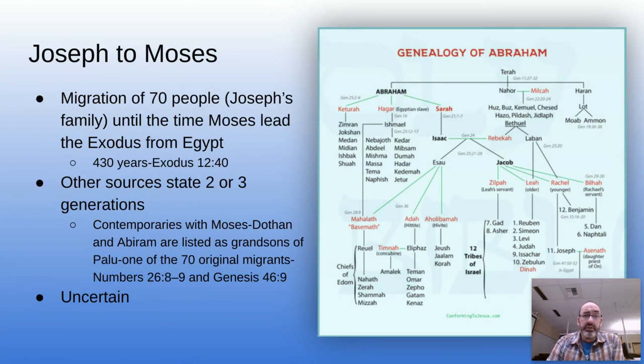Now, this is difficult to gauge, and we're just trying to figure out when some of these things could happen so we can match it up with other points in history, because right now we don't even know where to look for Moses in history or Abraham or any of these other people. Now, another source states that it was only 2 or 3 generations after these 70 people moved down to Egypt that they went on the Exodus. And that is based on Numbers 26:8 and 9 and Genesis 46:9. They mention 2 guys, Dathan and Abiram, and they are listed as the grandsons of Pallu, one of the original 70 people that migrated down.